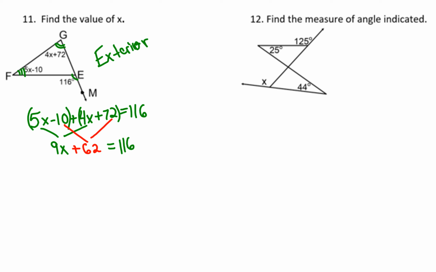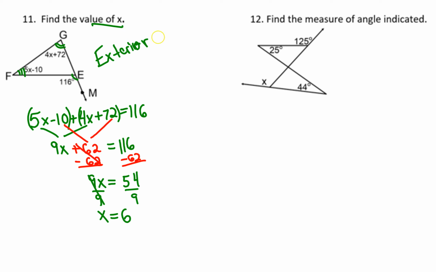So we got to get rid of that plus 62. So we're going to subtract it to get rid of that. Subtract that, that cancels. You're left with your 9x. And on this side, we got 116 minus 62, which is going to give us 54. Now from here, get x by itself by dividing both sides by 9 to cancel out the times 9. Left with x is equal to 6. And that's finding the value of x for that problem.